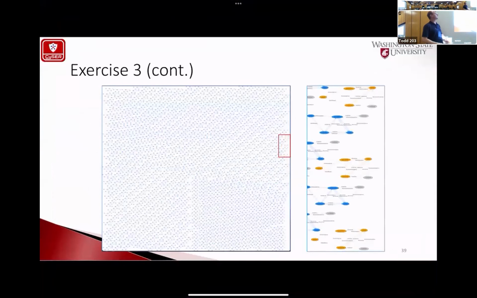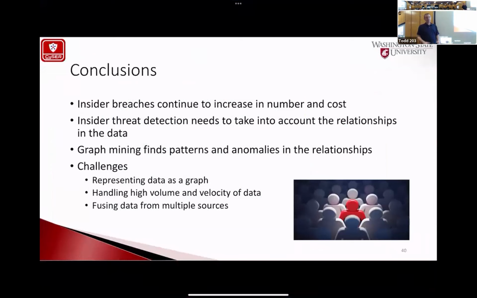Okay, so again, in the notes, this was the example we just saw. So that's basically it in terms of the basic algorithms we run to find these patterns and anomalies, which many times can uncover these insider threats. As you saw from the first slide, the breaches are only increasing, as is their cost.